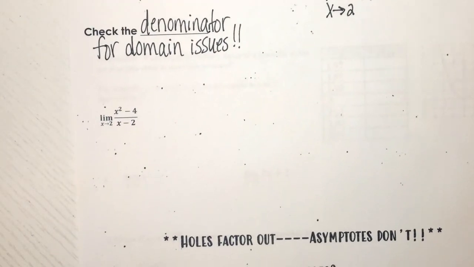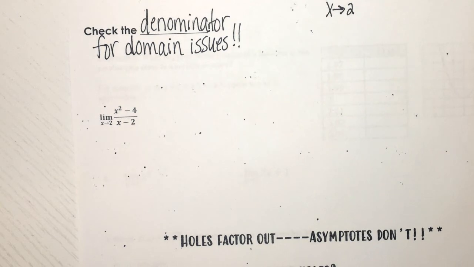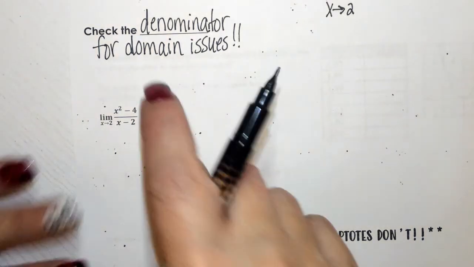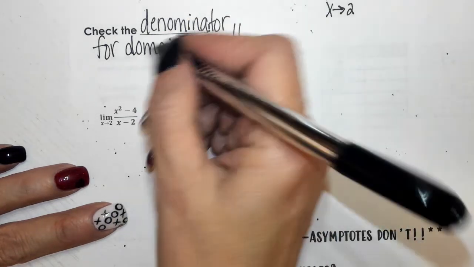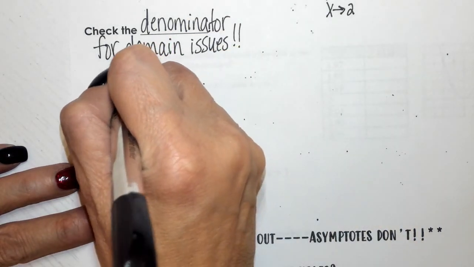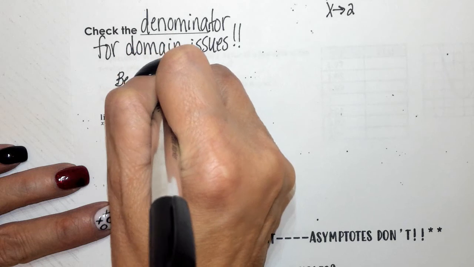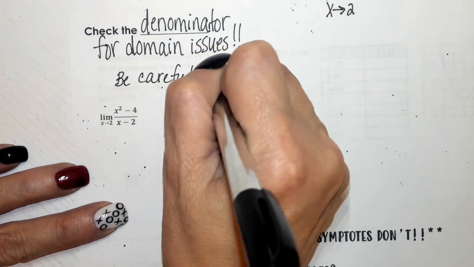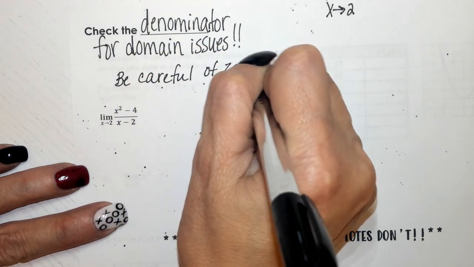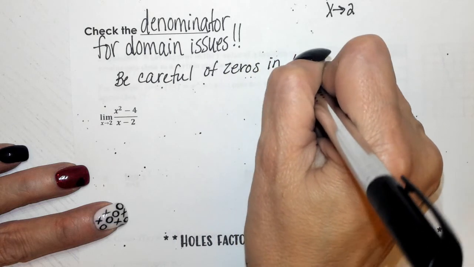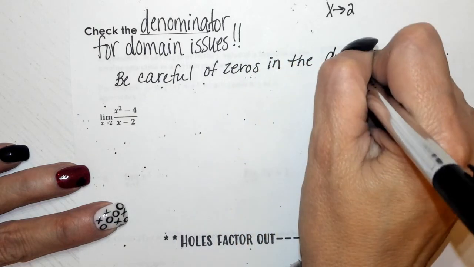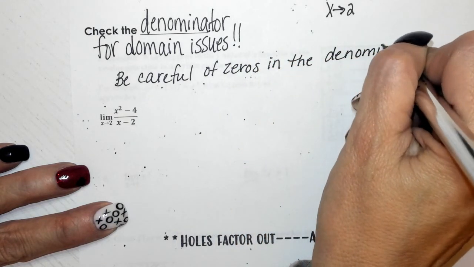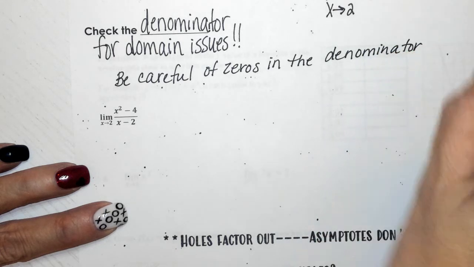This next one, however, it does have domain issues. Okay? The next one does have domain issues because zeros in the denominator are not good. Denominator, domain issues. Let's put this here. Let's put, be careful of zeros in the denominator. And let's highlight that.